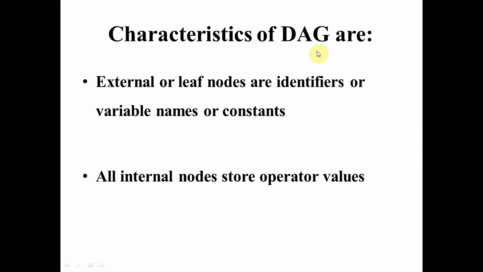So what are the characteristics of a DAG? External or leaf nodes are identifiers or variable names or constants, and all internal nodes will be operator values. So actually a DAG can be considered as an abstract syntax tree in which external or leaf nodes are identifiers or variable names or constants. All internal nodes store operator values.